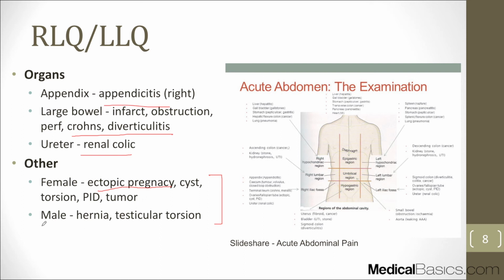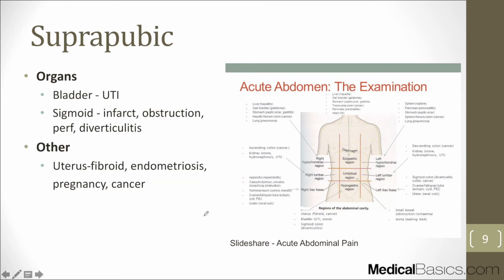In the male patients, we're going to be thinking about things that are going to happen to the testicle or also hernia. So any type of hernia or testicular torsion are going to be things that you would think of, and hopefully not, but testicular rupture as well. So suprapubic region as well. What is in this location? I mentioned the sigmoid colon is there, so any type of infarct, obstruction, perforation, or diverticulitis, as well as the bladder. And this is when we're typically thinking of UTI.